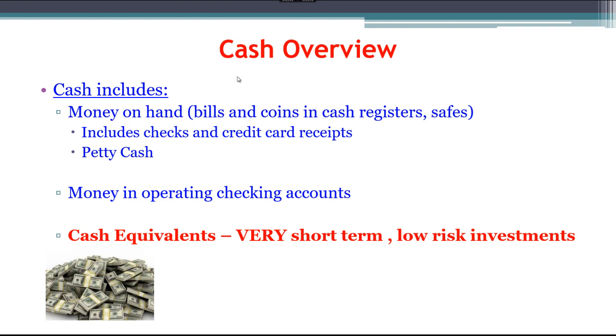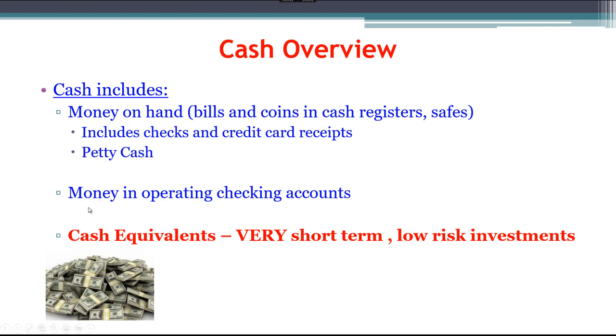This also does include checks and credit card receipts that the company may have in their cash register. This is considered cash. Now, petty cash is a subset of the cash account. It's certainly cash that's on hand, but generally it's a relatively small amount. It's used for quick purchases that might be needed for business purposes.